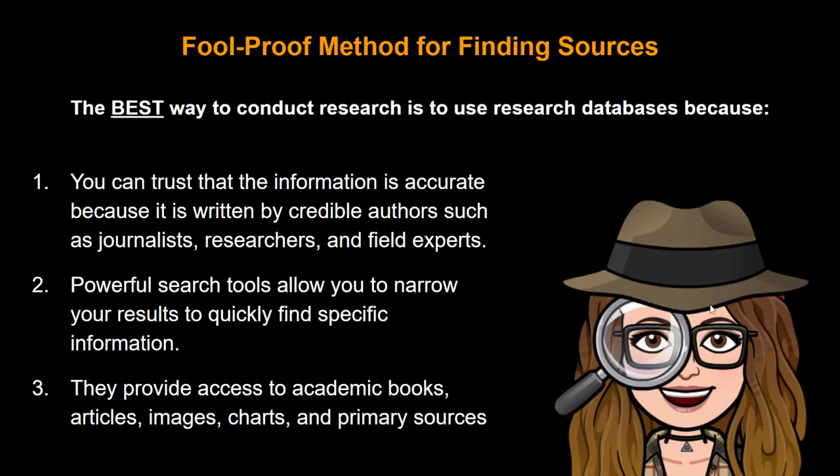So, what is the best way to conduct research? It is to use research databases, because you can trust that the information is accurate, because it has been written by credible authors such as journalists, researchers, and field experts, and those articles have been peer reviewed. Research databases also include powerful search tools that allow you to narrow your results to quickly find specific information. They provide access to academic books, articles, images, charts, and primary sources.